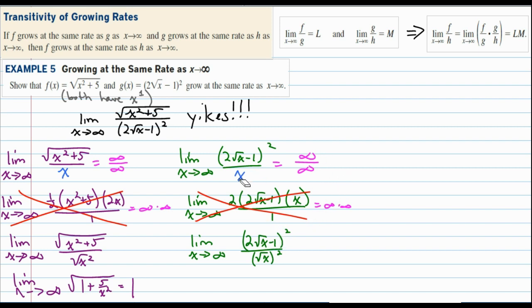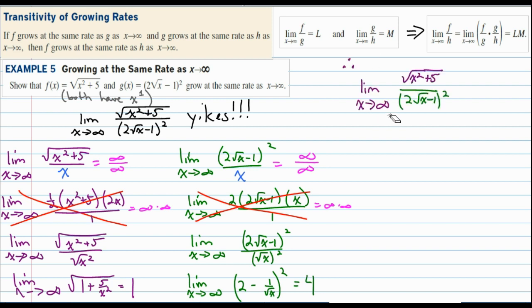Alright, so now I changed the x to the square root of x squared. So now I can combine the stuff inside the parentheses because they both have the same exponent. And 2 square root x over square root of x is 2, and then minus 1 over the square root of x squared. That's a little bit easier to work with. I get 2 minus 0 squared, which is 4. Again, a constant.